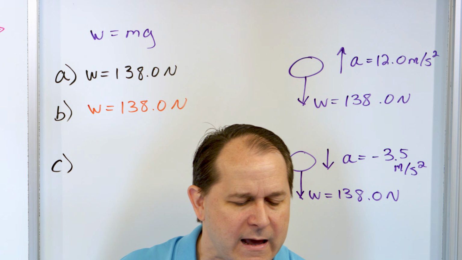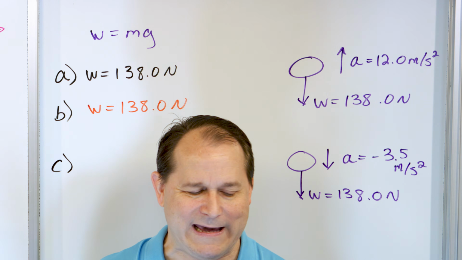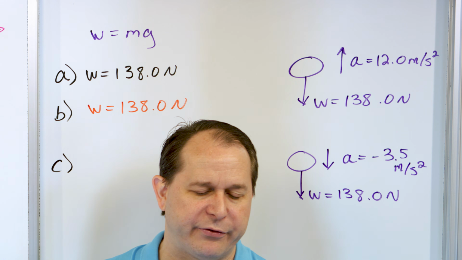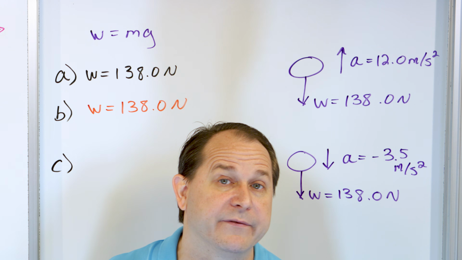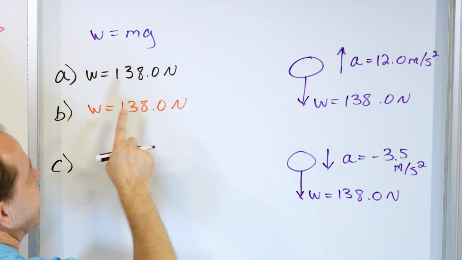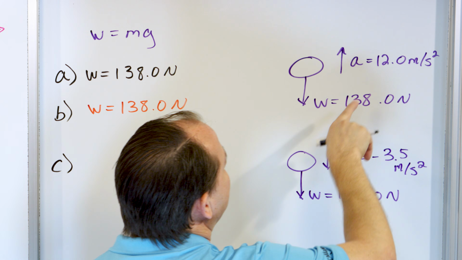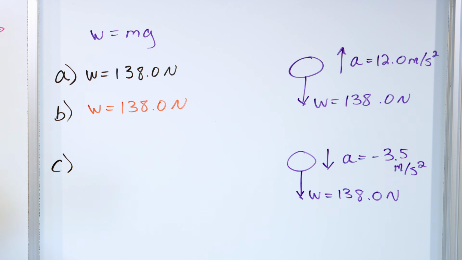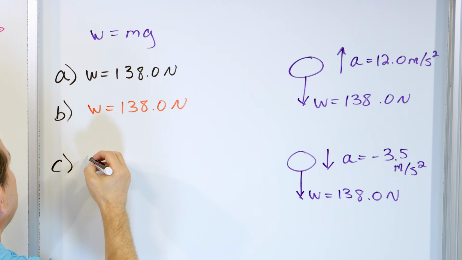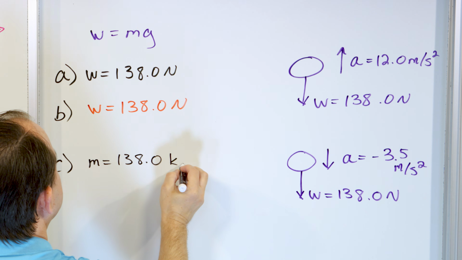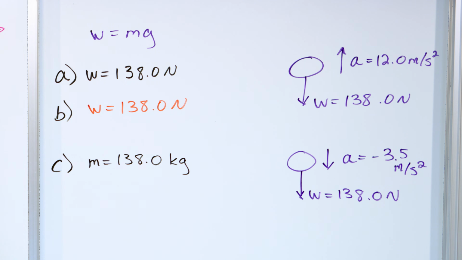Part C. How much would the rock weigh in situations A and B if it had a mass of 138.0 kilograms? So what we're basically trying to say is in these two situations, in other words, where the rock is going up at 12 meters per second and falling down at 3.5 meters per second squared, instead of this being the weight, what if instead I just tell you the mass is 138 kilograms? What would its weight be there?